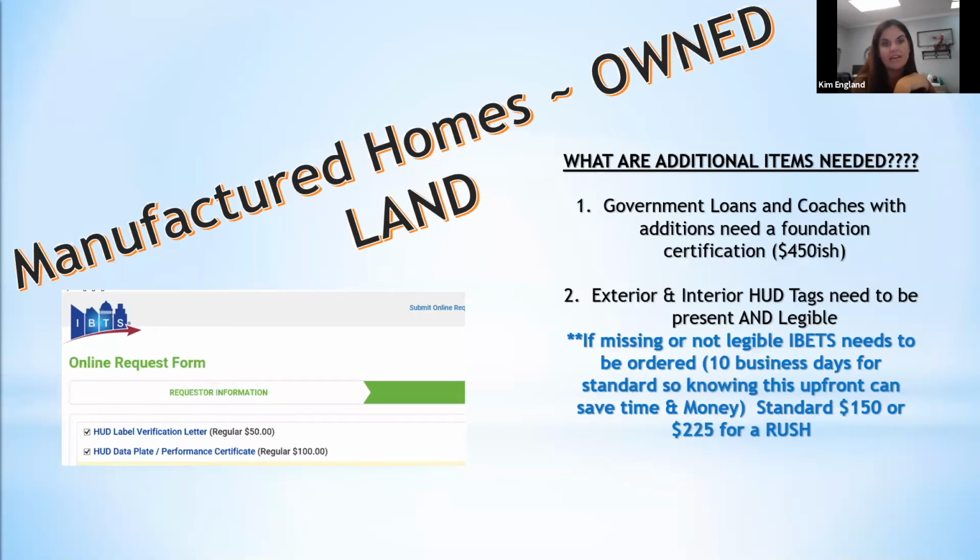Typically it's a question we ask as soon as we get a contract if we know it's a manufactured home. Yeah, those two things are kind of important for manufactured if you're dealing with those.